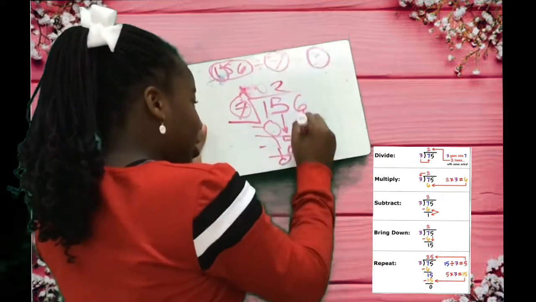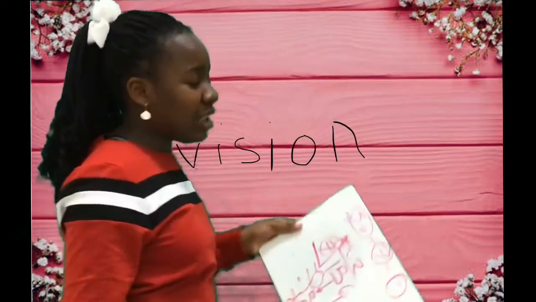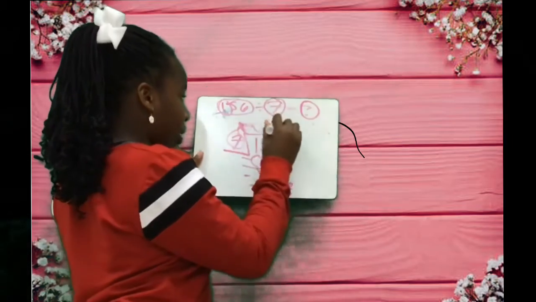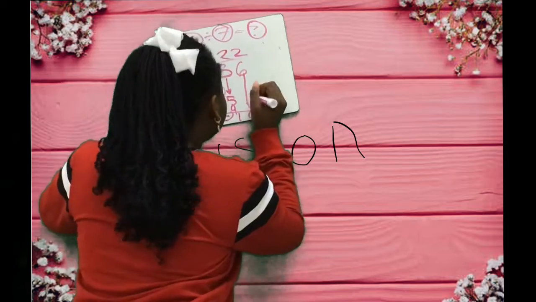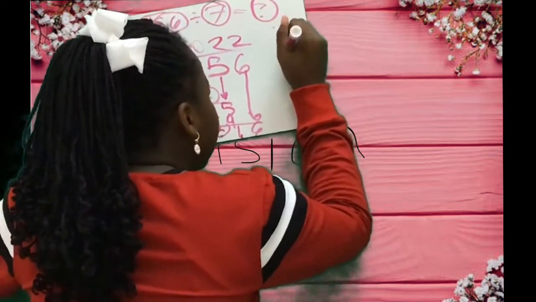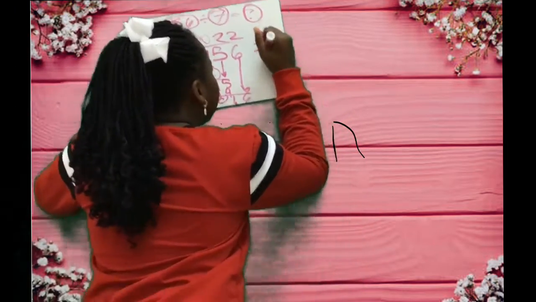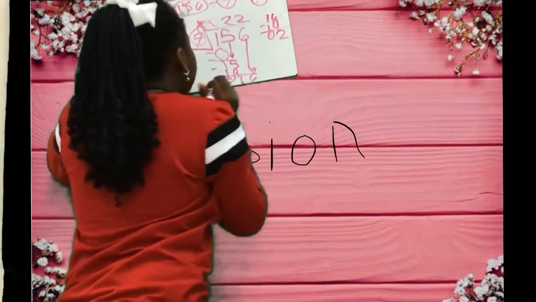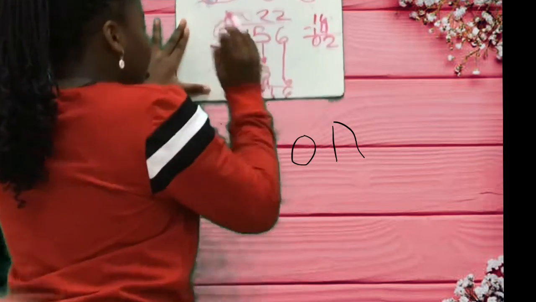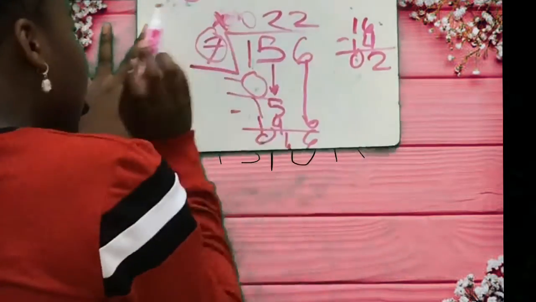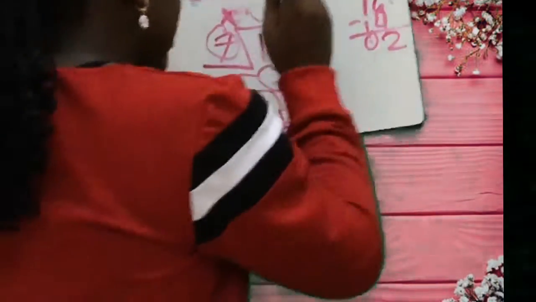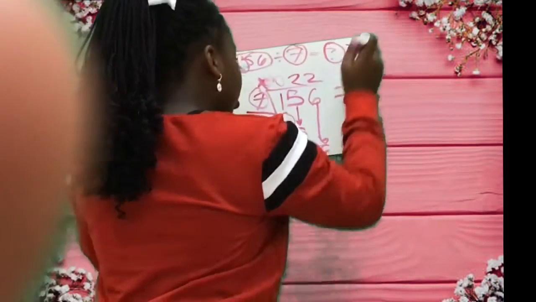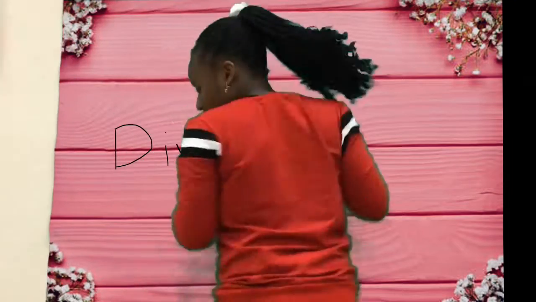Then bring the next number down. Again, 7 can go into 16 2 times. 7 times 2 is 14. 16 minus 14 is 2. So your answer to this division problem, 156 divided by 7, is 22 remainder 2.